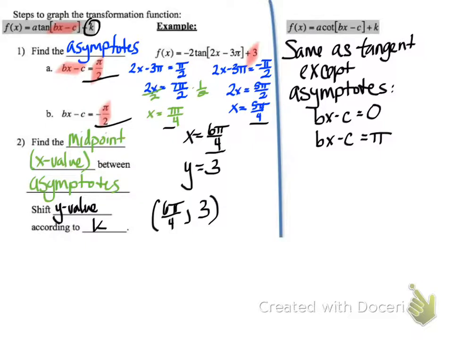Otherwise, steps 2 through 4 are the same. We'll look at one example of cotangent just so you can see how identical it is, and it will work the same exact way except for finding where the asymptotes are. So simply change that first step, everything else is the same.